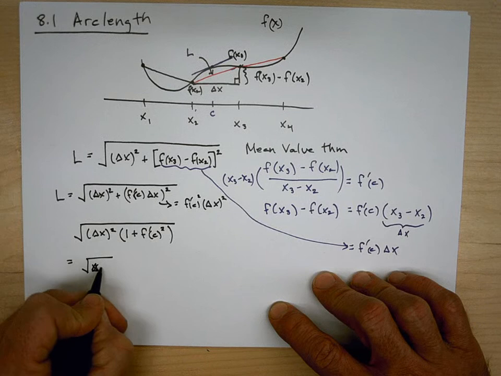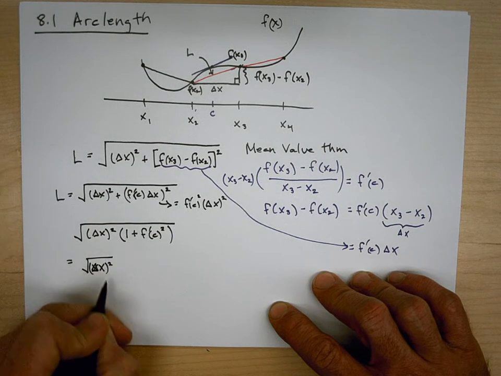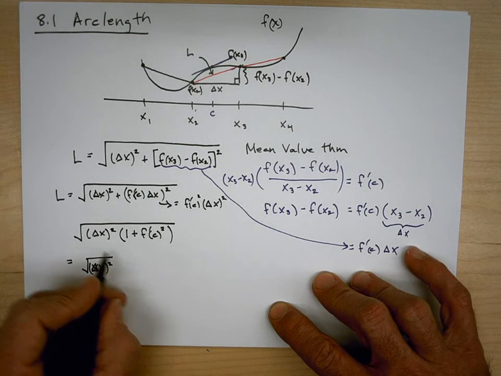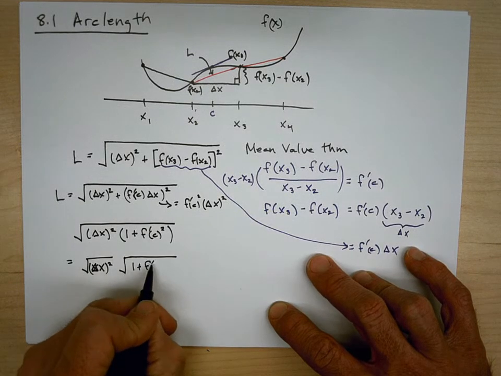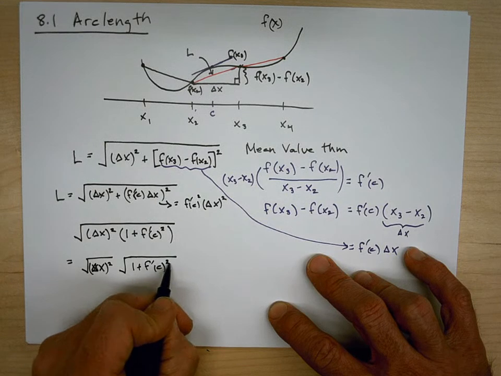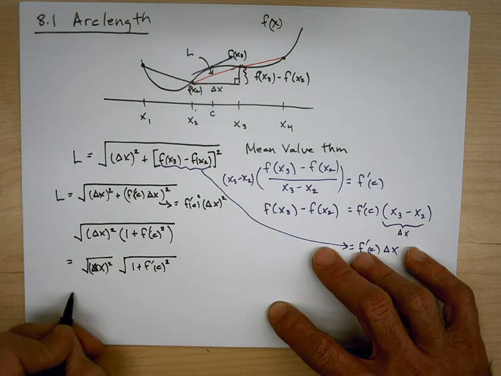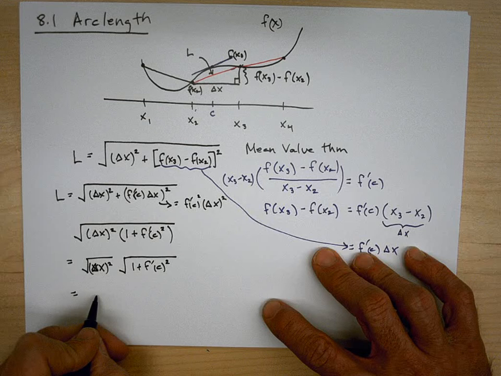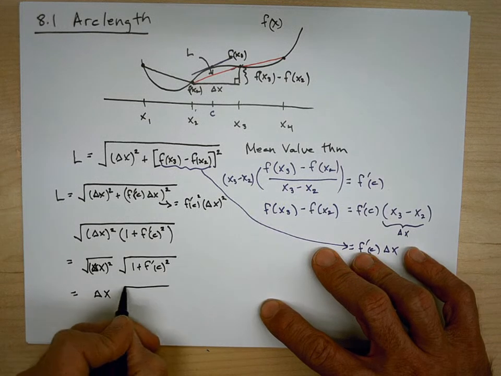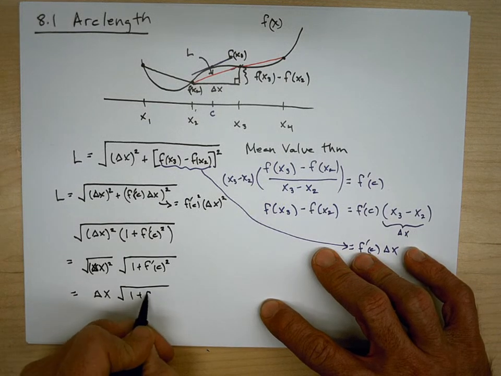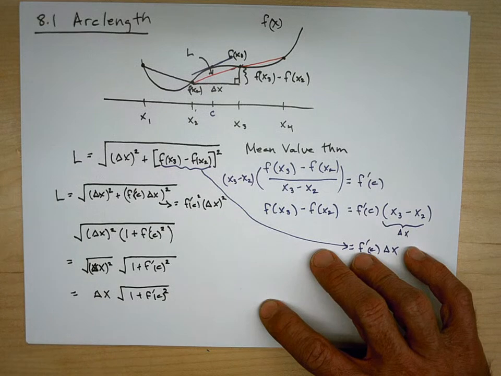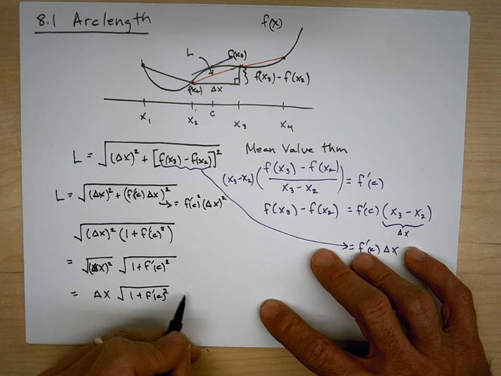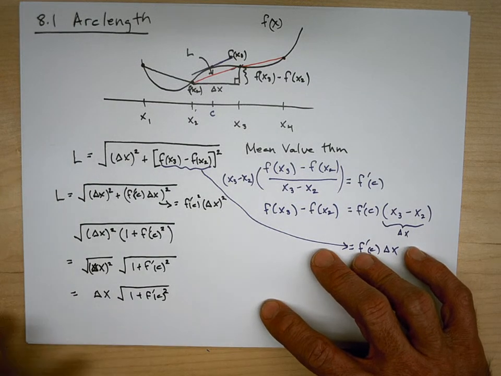Okay, now a property of the square root is that the square root of a product is the product of the square roots, so I can rewrite this as 2 square roots, the square root of 1 plus f prime of c squared, times the square root of delta x squared, which is just delta x. So this is looking a little bit cleaner, right, than what we started with, which was kind of a mess. We can also put the delta x on the back, and we'll see why we want to do that in just a moment.